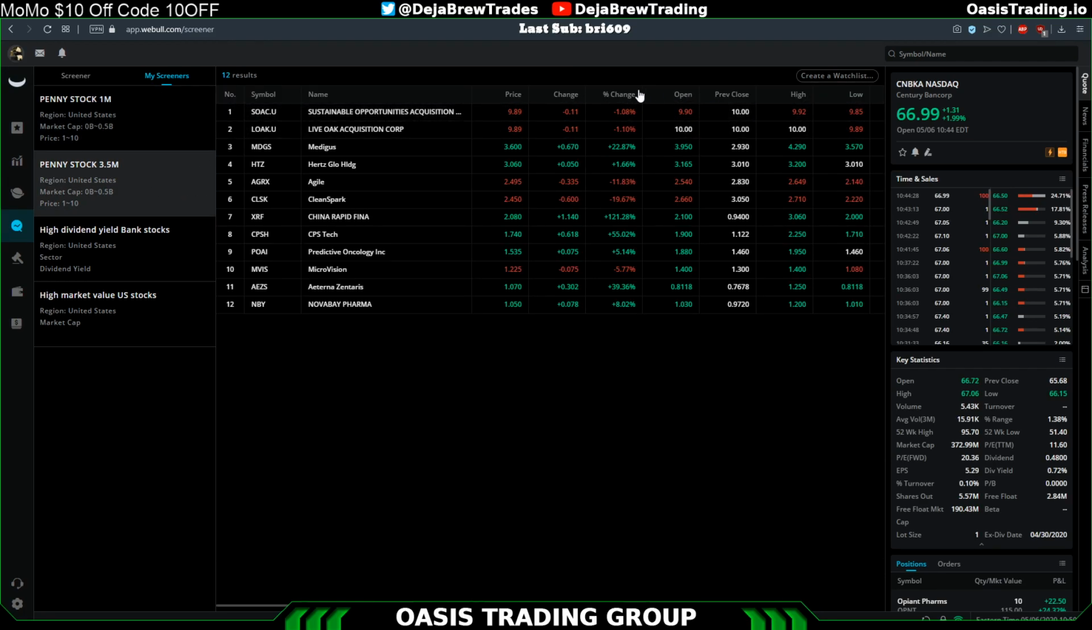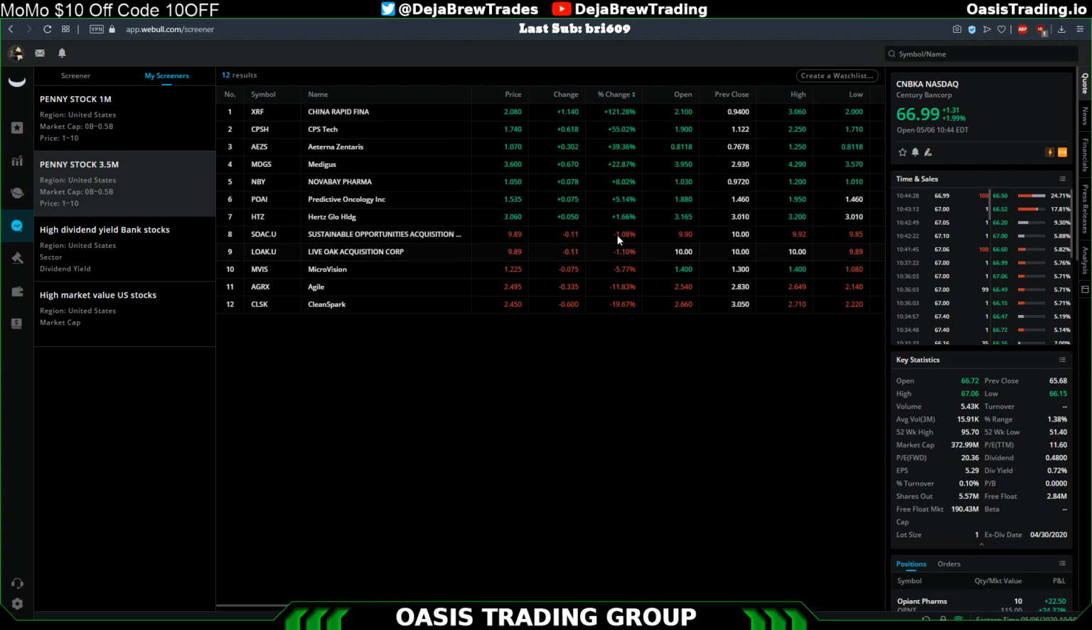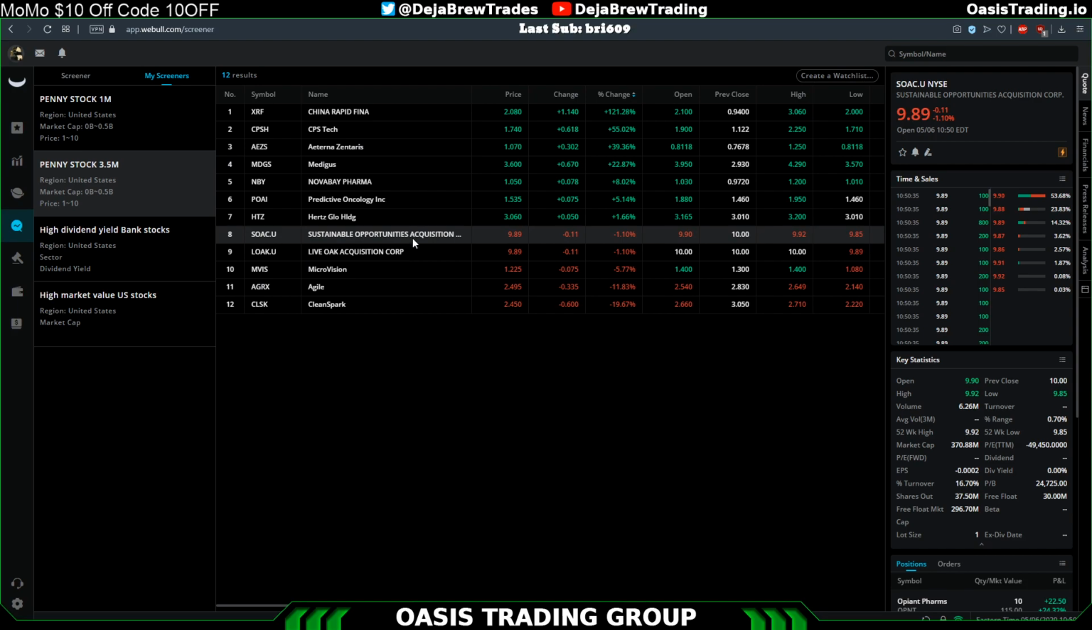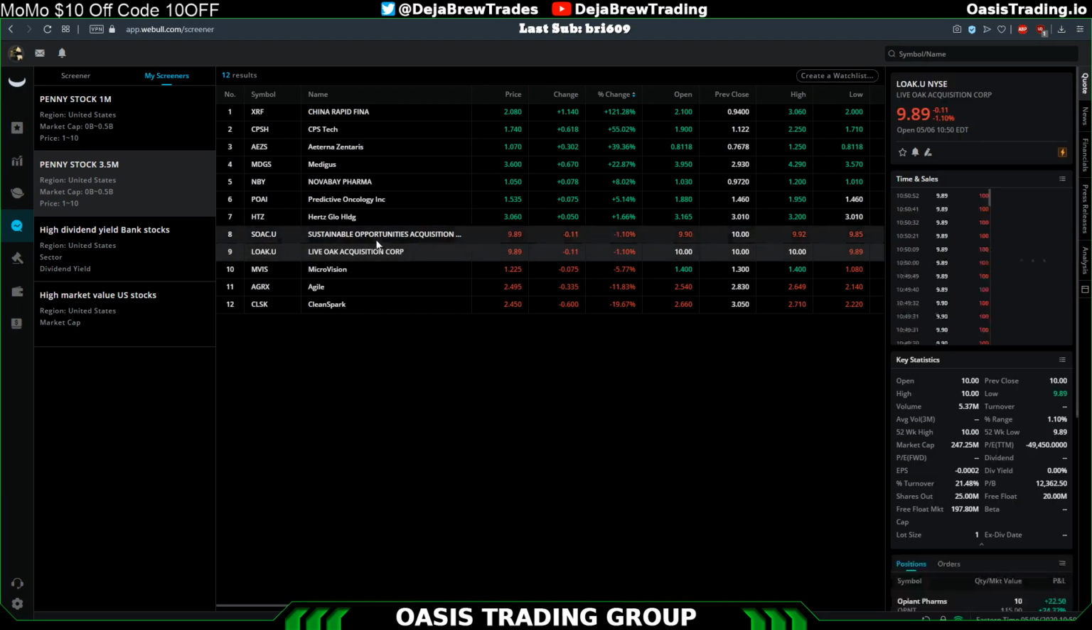So on the 3.5 million scan today, we can get rid of these red ones if we want, but I leave the red ones because of the reversals. You could look for the gap reversals. Let me see if any of these are doing that. Let's see.